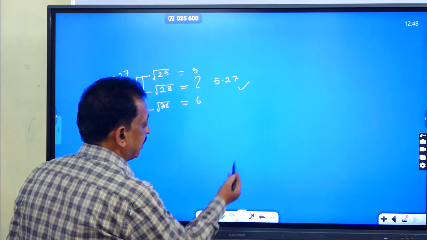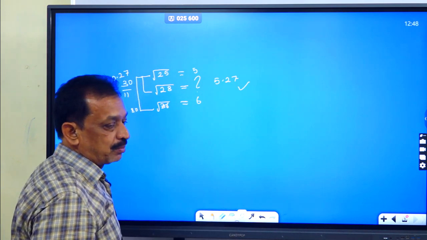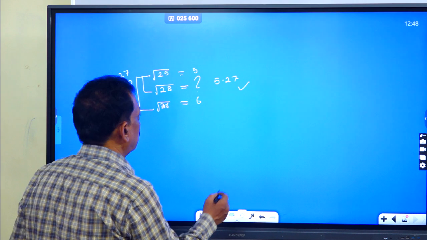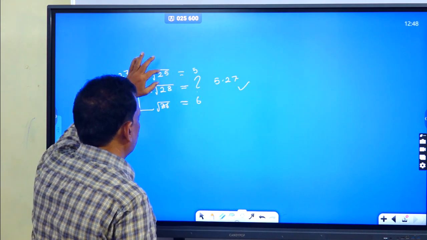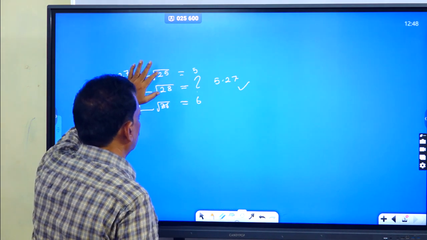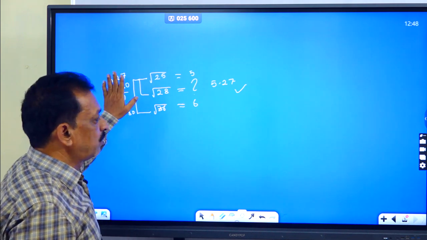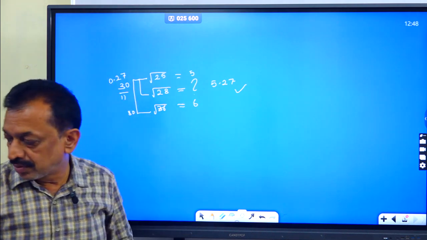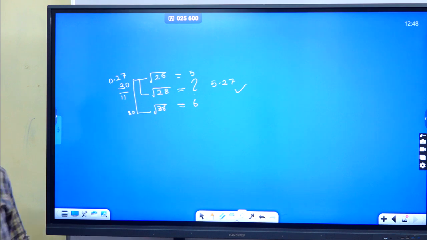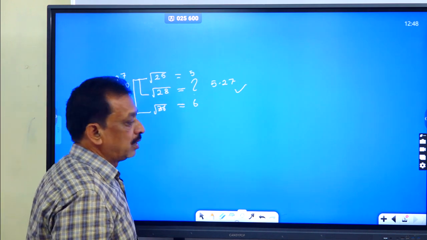Now, for finding root values of any number, if the value lies between two perfect square values, then this is the logical method you have to do. This is the logical method of doing the problems. Understanding? Okay, now next.